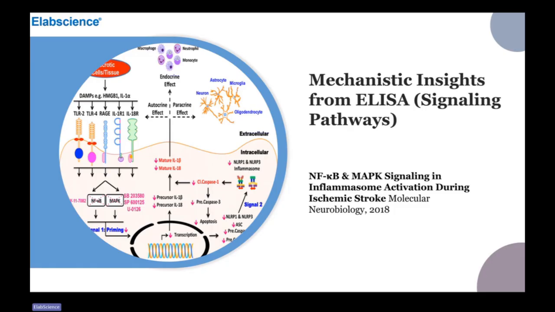ELISA can measure IL-1 beta and IL-18 levels, providing a quantitative readout through this pathway. So if you are working in such a study, you can also use the Elabscience metabolism assay kits, because those would also be a punching point that will give your results credibility.